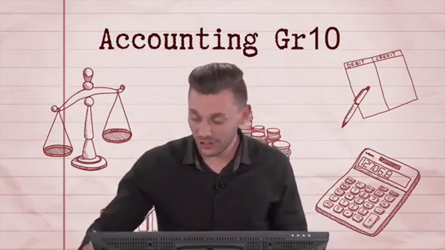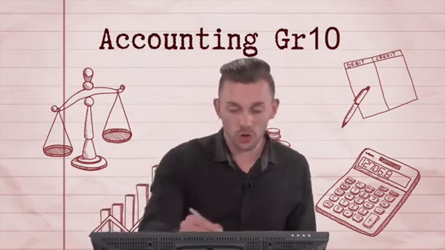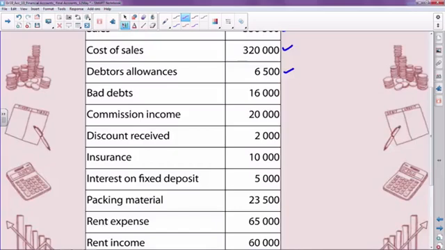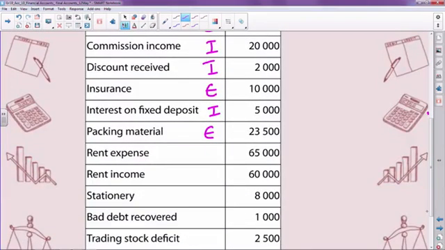Good guys, let's go look at your bad debts quickly. I'm just going to show you whether it's an income or an expense. So your bad debts, an expense on the debit side, commission income, an income. Discount received, an income. Insurance will be an expense on the debit side. Interest on fixed deposits, an income on the credit side. Packing material, an expense on the debit side. So therefore, let's go on.